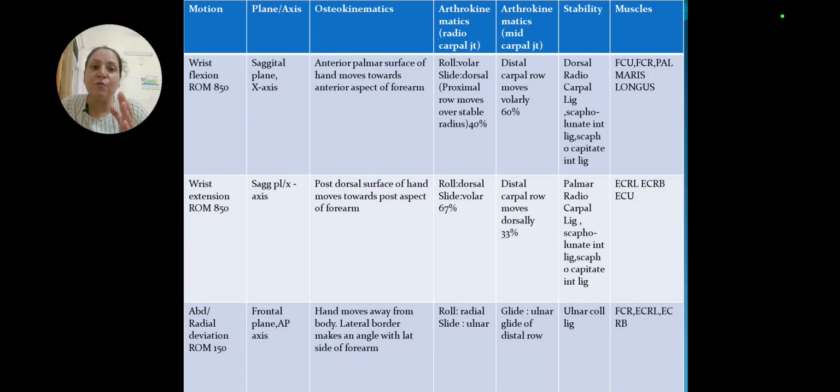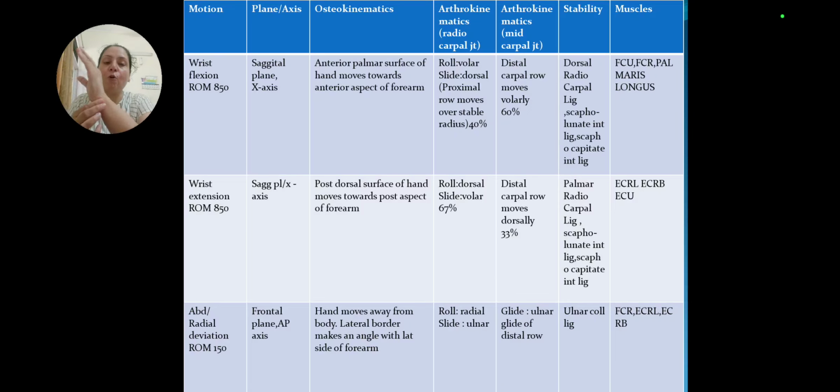Now wrist extension, whose range is again 85 degrees. It's taking place in the sagittal plane, x-axis, where the dorsal surface of the hand is moving towards the posterior surface of the forearm. The rolling is dorsal, posteriorly, and the gliding is anteriorly, volarly. Fine, this is the movement which is taking place.